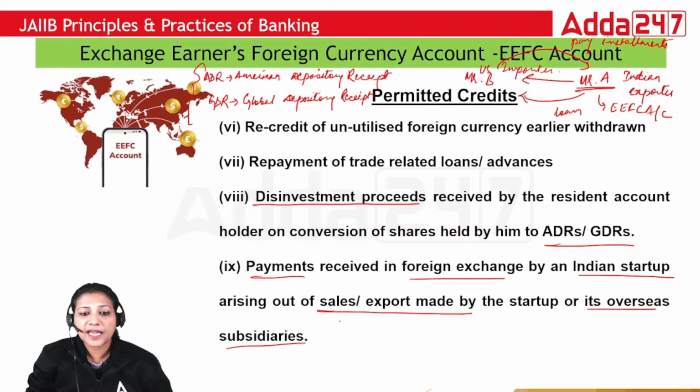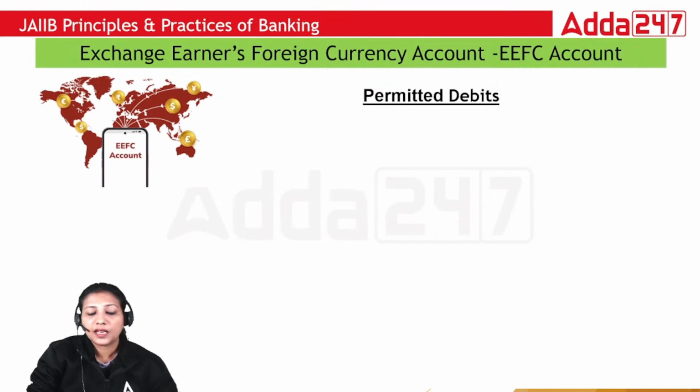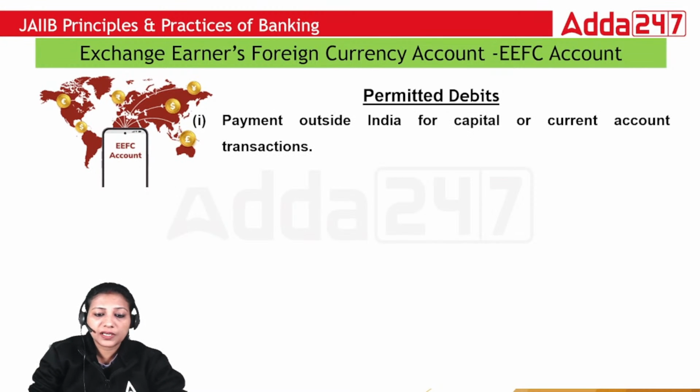So if somebody has to make frequent payments in foreign currency, then there is always a risk of foreign exchange risk that the rates will keep on changing, whether it is dollar INR or Euro. So you must be knowing that the rates keep on changing. That currency exchange risk can be minimized by opening an account in foreign currency itself. Now, what are the permitted debits which are allowed in EFC?